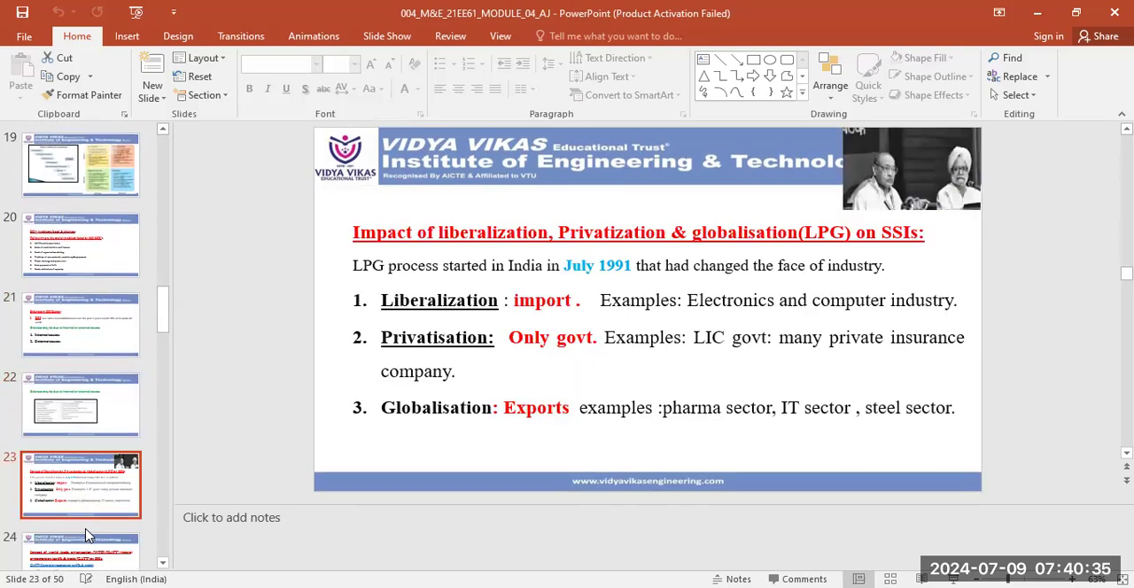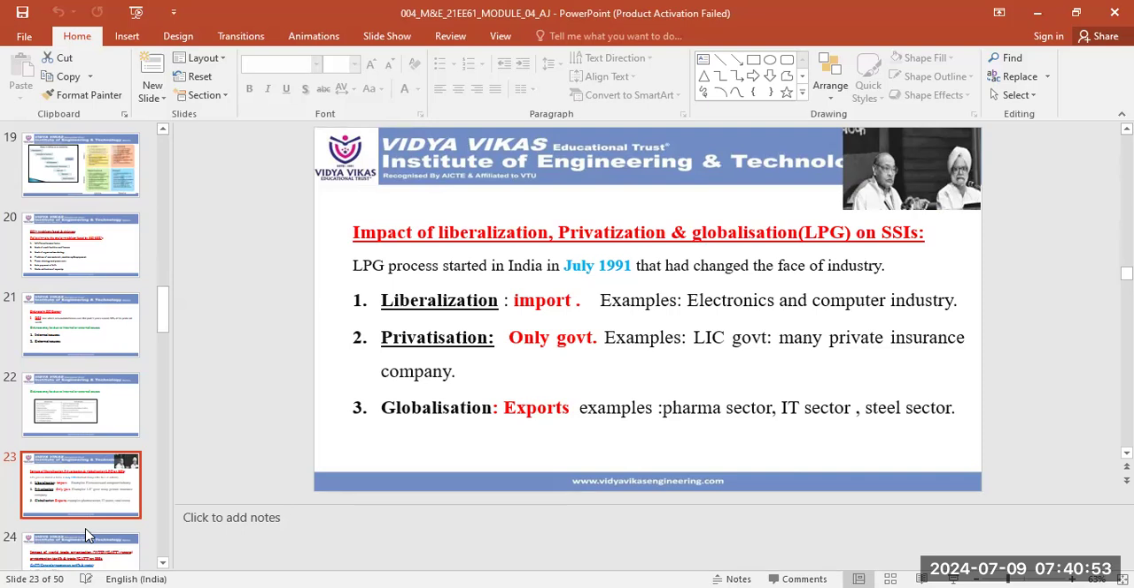Impact of liberalization, privatization, globalization on small scale industries. The LPG process: LPG is nothing but liberalization, privatization, and globalization, started in India in July 1991, that had changed the face of industries.